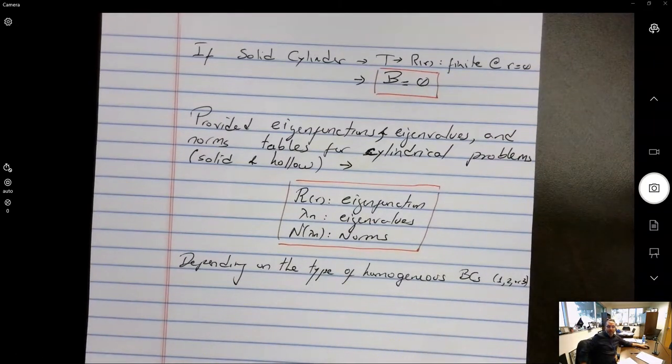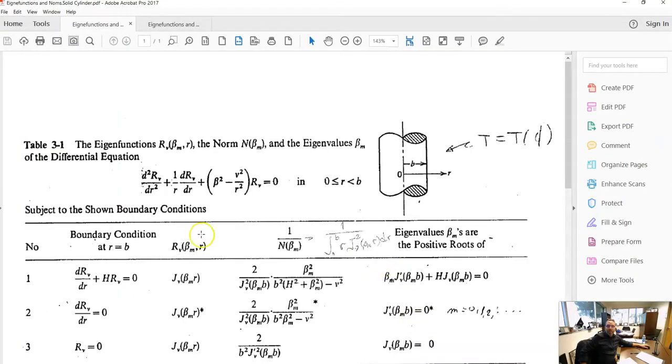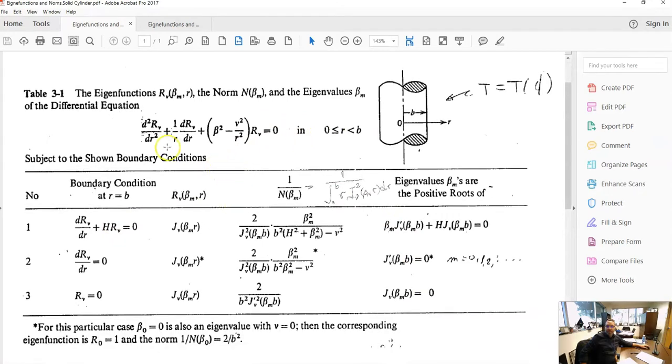So you can find these tables online. I've posted them on Canvas. And for example, for the solid cylinder case, this is the equation. And notice that the entire equation is divided by r squared, which is okay.